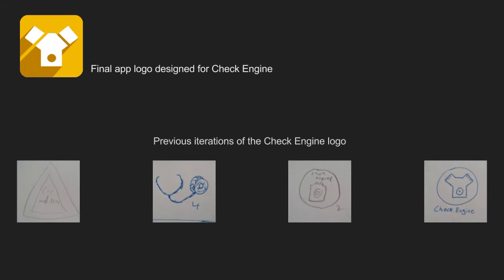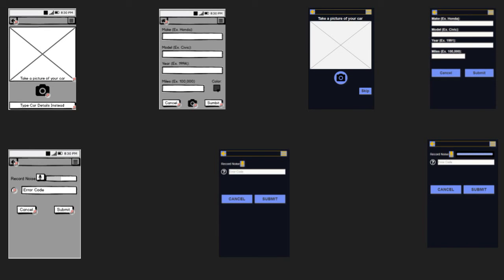Check Engine has come a long way since we first started. We've gone through several design iterations and user testing sessions to reach the stage we're at now. The evaluation process is important to get meaningful feedback on how our app holds up in real-world situations. Of course, more user testing could be done to further improve our design, but we've been happy with the results we've gotten thus far. This concludes our presentation for Check Engine.